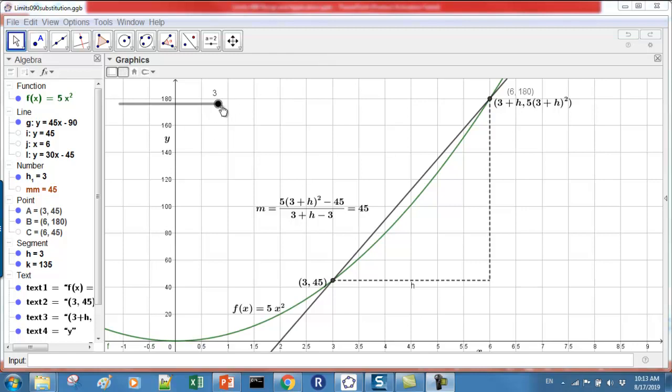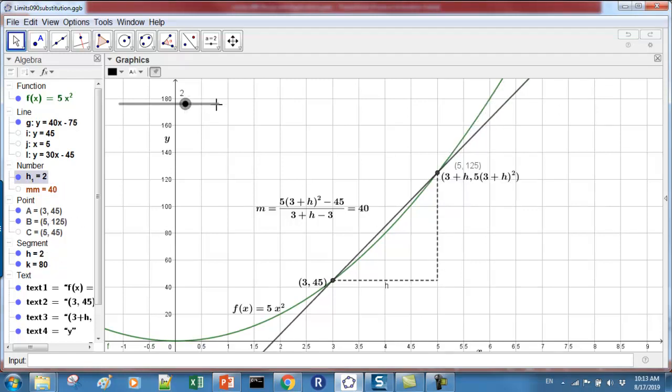So what I have here is called a slider. And with this slider here, I can go manipulating the value of h. So right now the value of h is 3. So you can see that 3 plus 3 gives us 6. And this is giving me the gradient of the secant line. So the gradient of the secant line for this value of h is 45. So let's go reducing the value of h.